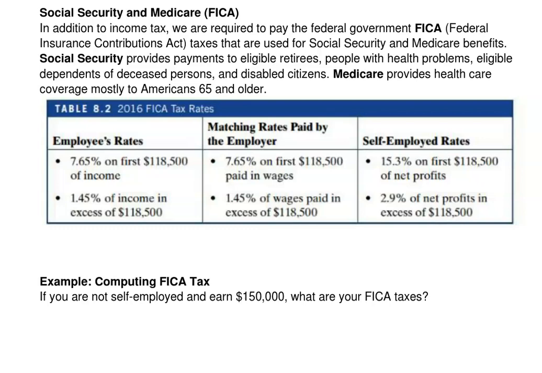So here's a chart. 7.65% on the first $118,500 of your income, and then 1.45% of income after that. And this is what the employee pays. So this is how much I have to pay out of my paycheck for Social Security and Medicare. Now, it looks like for these problems, we're just combining those together as one FICA tax. Matching rates paid by the employer.